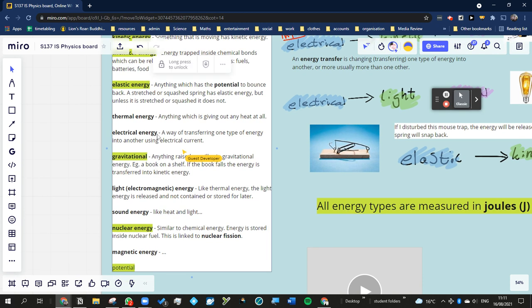Gravitational. Let's look through here. Thermal energy, electrical energy. Well, thermal energy, if something gives out heat, then it's giving out thermal energy. Heat is just another word for thermal energy.